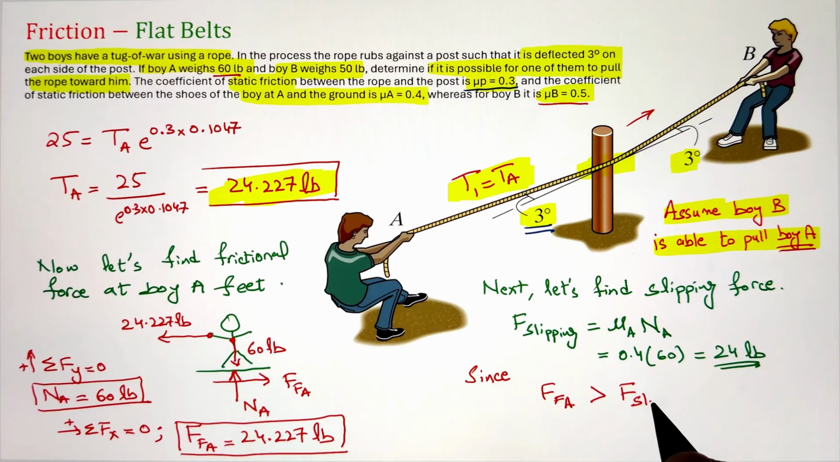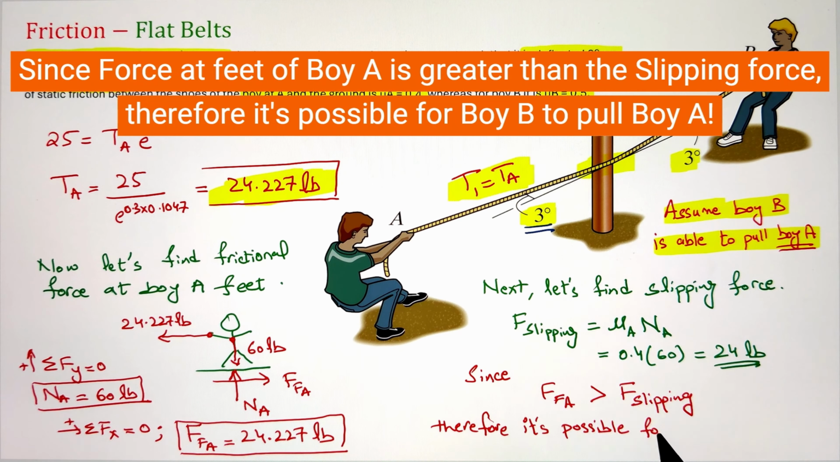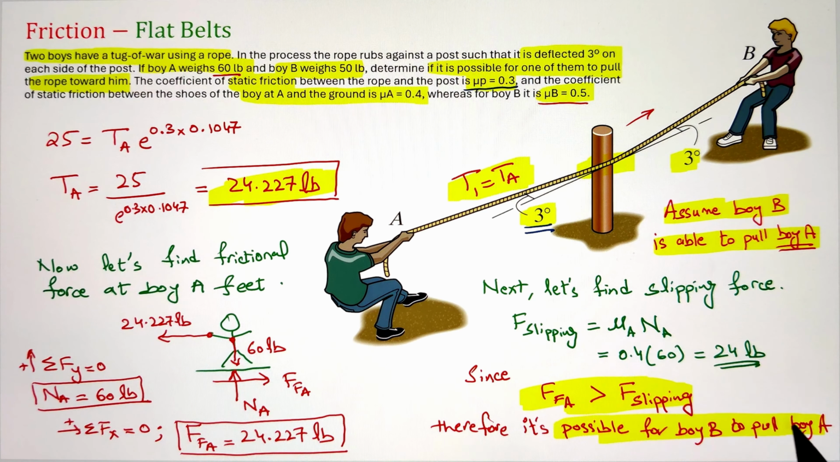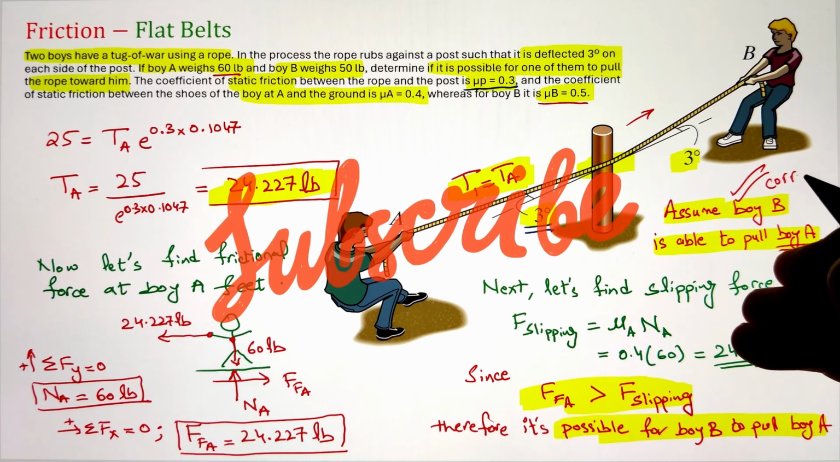Now, since the force that is actually acting between the feet of boy A and the ground is greater than the slipping force, it means that slipping actually took place and boy B was able to pull boy A towards him. So the initial assumption that we made, that it's possible for boy B to pull boy A towards him, is correct.